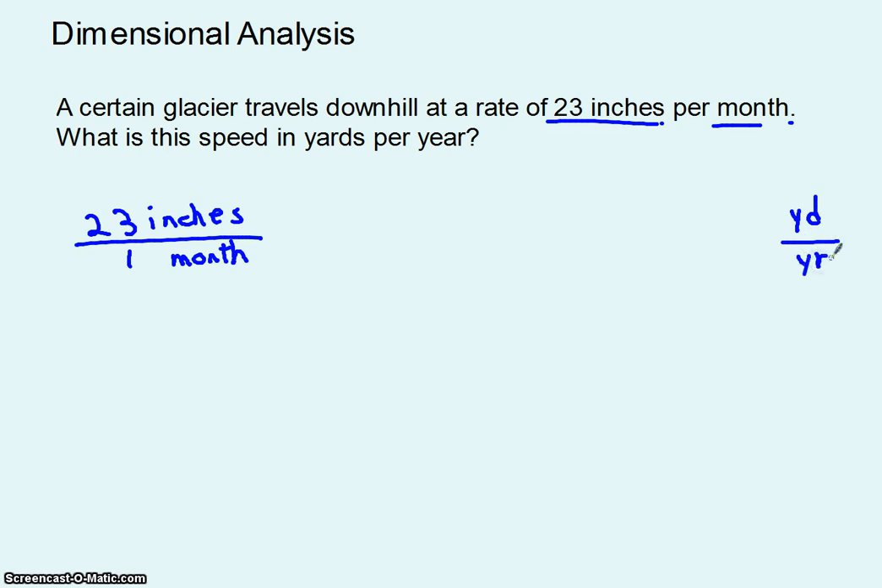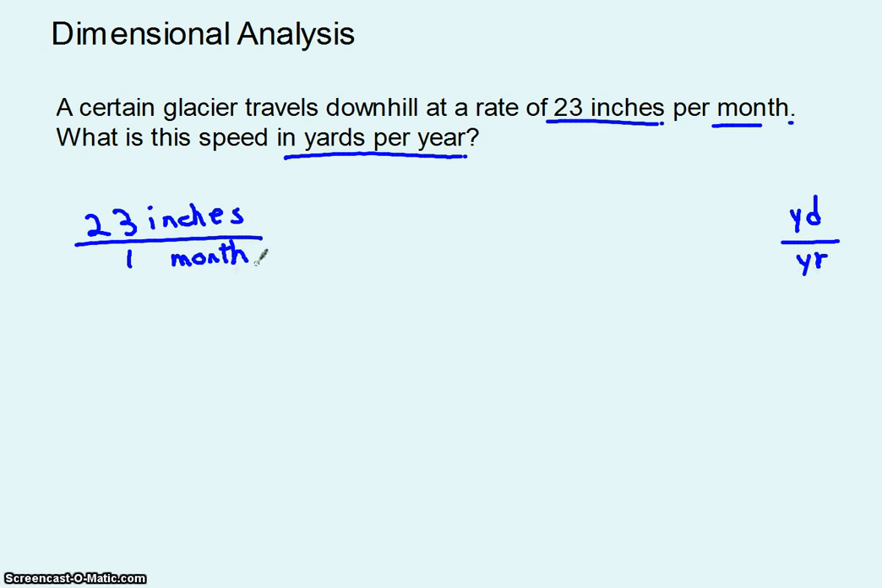I do notice something here. I was asked for yards per year. That's yards in the numerator, years in the denominator. So when I wrote my information, I made sure to put the distance unit, inches, and the time unit, months, on the top and bottom respectively, just like the end. I've got the yards on top, the distance unit, so I started with the distance unit on top. I've got the time unit on the bottom, so I started with the time unit on the bottom.